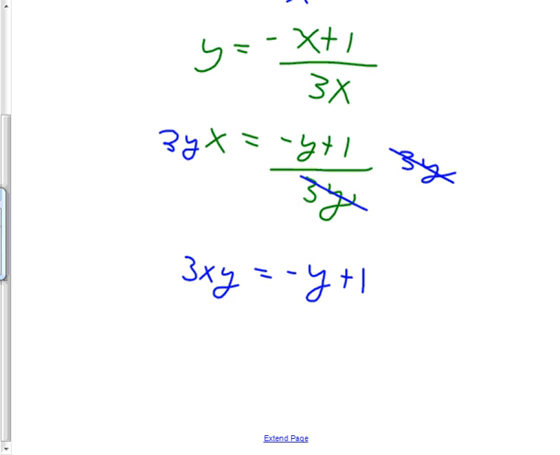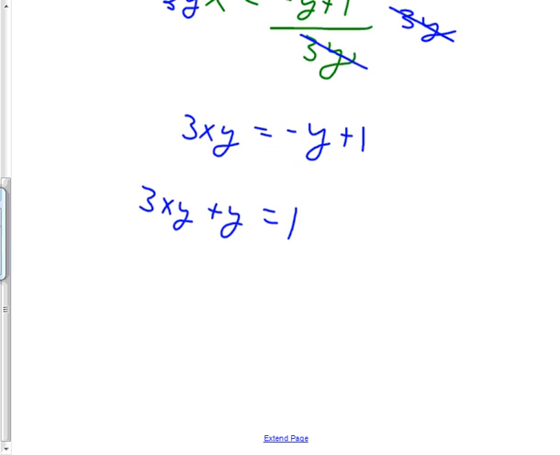Next piece of advice, get all the y's onto one side. See how I got y's on both sides? Get them down so that they're all on the same side. 3xy plus y equals 1. All I did is add y to both sides. I should probably show my work.